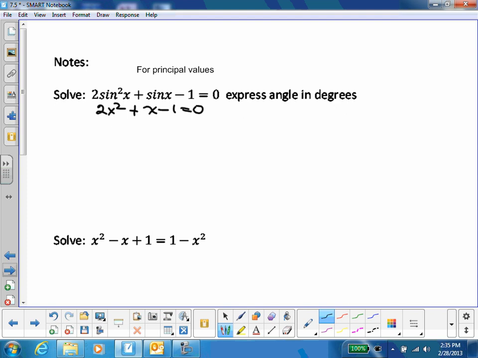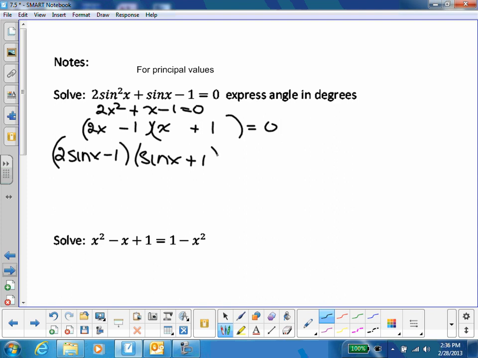And if I'm asking you to solve, and I give you this as a polynomial, you would tell me to do what? I would factor. So you've got to use your algebra skills, okay? So this would factor to 2x and x. If I want a plus, this has to be positive, and this is going to be negative. And now let's replace our x with what? So 2 sine of x minus 1 and sine of x plus 1 equals 0.